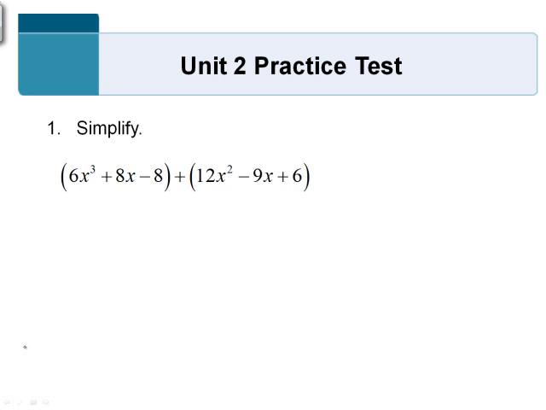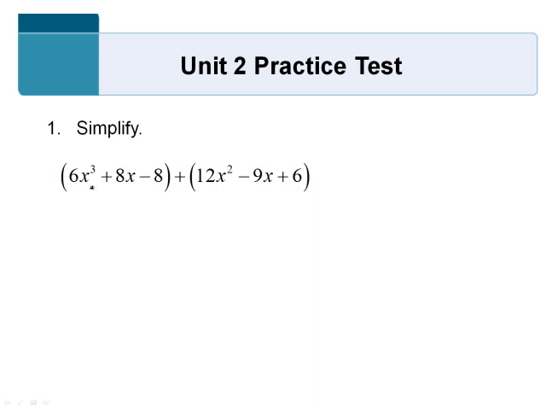All right, so number one, we are adding polynomials. And so basically what you're going to do is combine like terms. So be careful looking at the exponents on the first two terms in these two polynomials. You have 6x to the third and 12x squared. Those are not like terms.